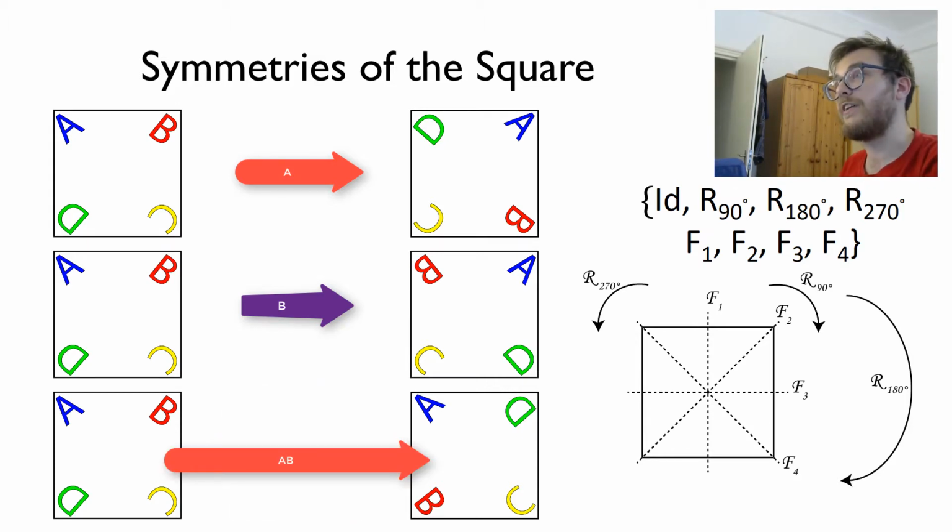Since A is a symmetry, it preserves distances and leaves the square looking the same. Since B is a symmetry, it also preserves distances and leaves the square looking the same. So doing both in a row will clearly preserve distances and leave the square looking the same. So AB is also a symmetry of the square.